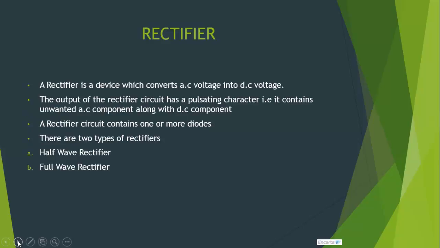Now coming to rectifiers in detail. As I said, a rectifier is a circuit which is used to convert AC voltage or current into pulsating DC voltage or current. A rectifier circuit uses one or more diodes. So there are two types of rectifiers, half wave rectifier and full wave rectifier. The half wave rectifier contains only one diode and the full wave rectifier has two or more diodes.